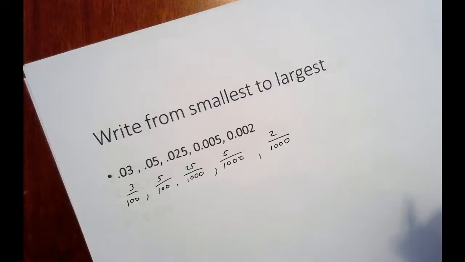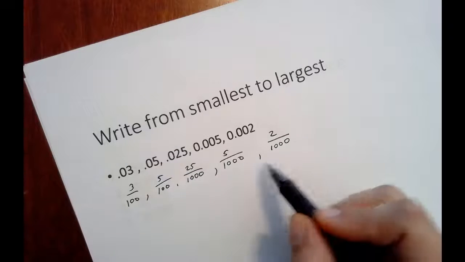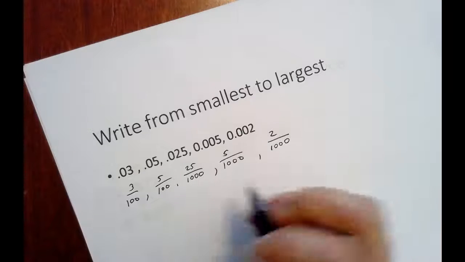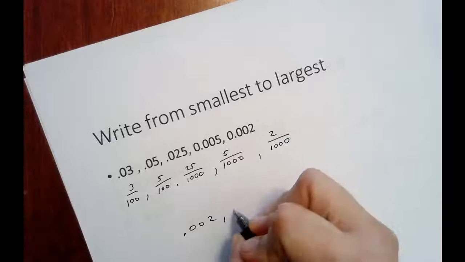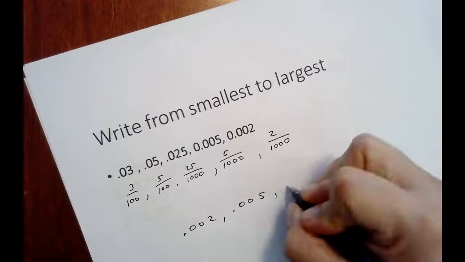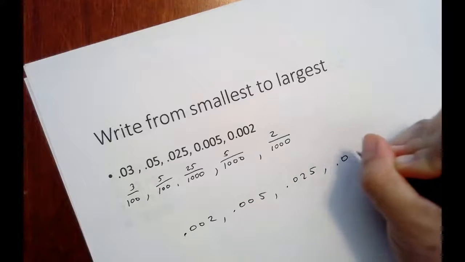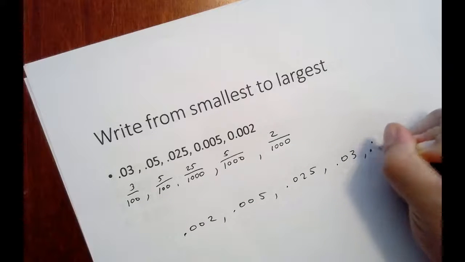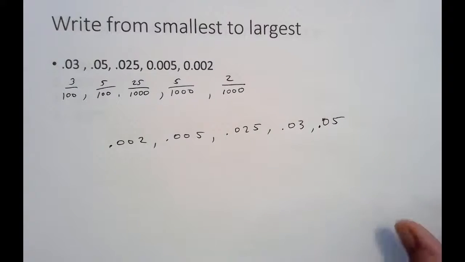Okay, and then, the only issue I guess you could say, this is half of this, right? So here the smallest one would be the 2 thousandths, right? So this would be 0.002. Then the next one would be 0.005. Then it would be 0.025. And then from here you would put 0.03. And then you would have 0.05. Okay, so that is from smallest to largest.